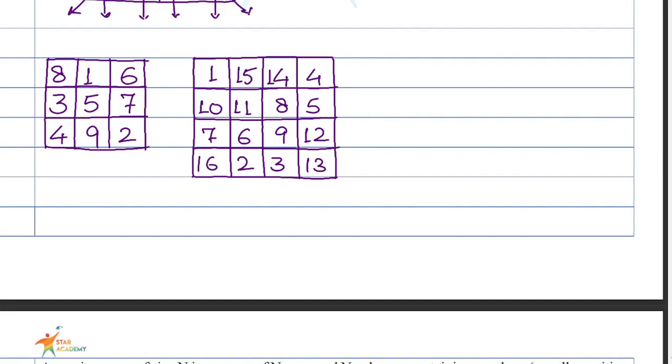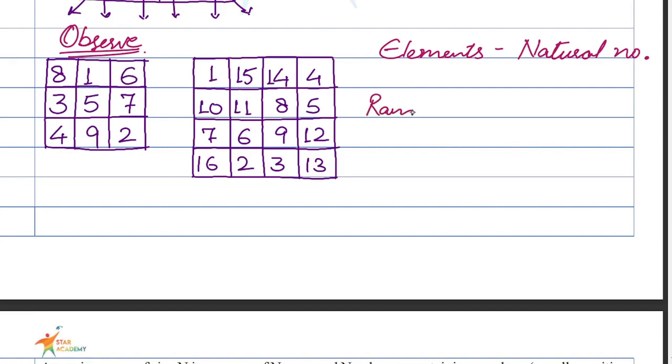Now let's observe both the squares that we have drawn. So the observations are like, we have used all the elements which are natural numbers, or you can say these are only positive integers. So definitely the minimum number which we can use in the square of natural numbers, that is 1. So we can say the range of numbers which will be used as an element of the square, that would range from 1 to the largest number.